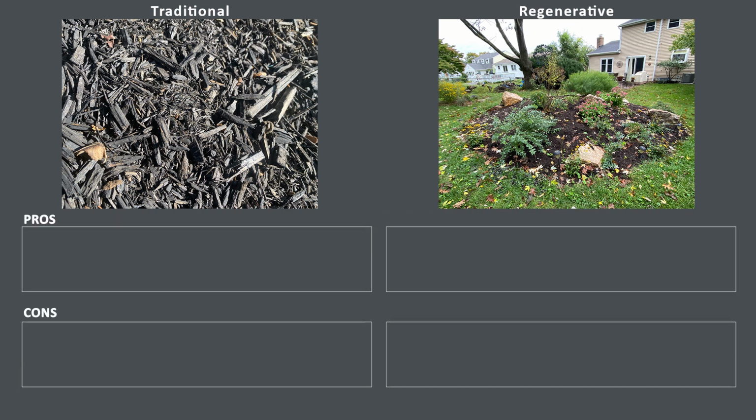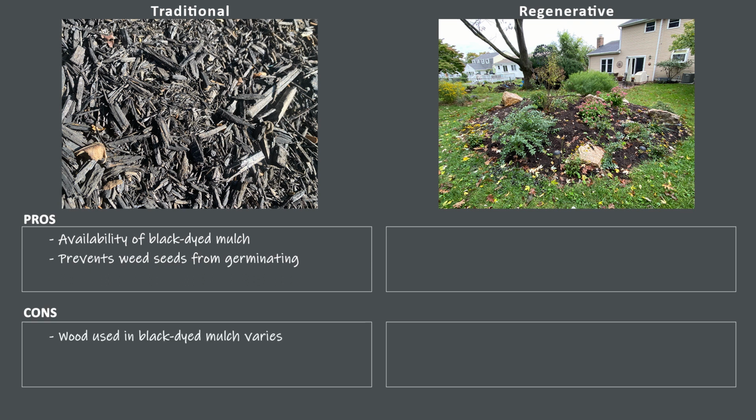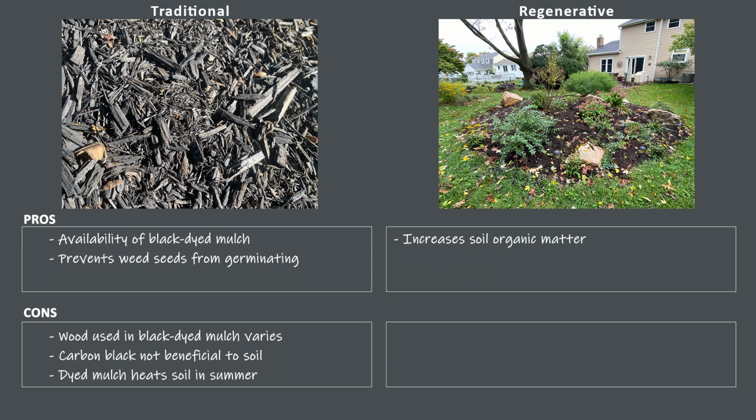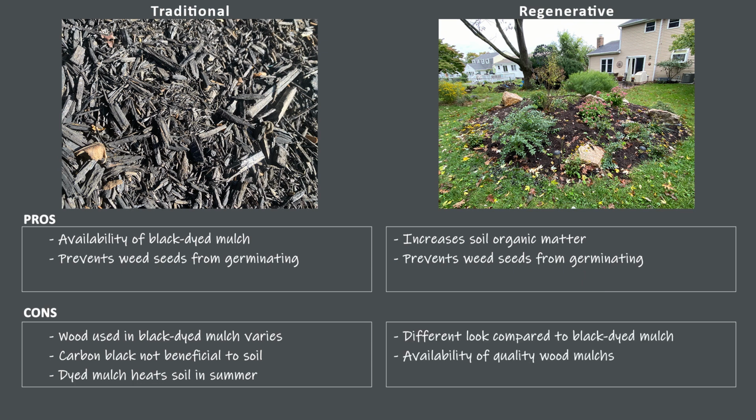Therefore, the traditional landscape benefits from readily available material which will cover the ground to prevent weed seeds from germinating. Downsides include unknown wood source, due to the dye, the use of carbon black dye, which is not known to benefit the living organisms in the soil, and the black dye attracts the sun, which increases the temperature in the summer, which is not the goal. On the other hand, the triple shredded mulch will break down quicker, leading to an increase in soil organic matter and also prevent weed seeds from germinating. Downsides include a different look compared to the dyed mulch and availability of a quality wood mulch.